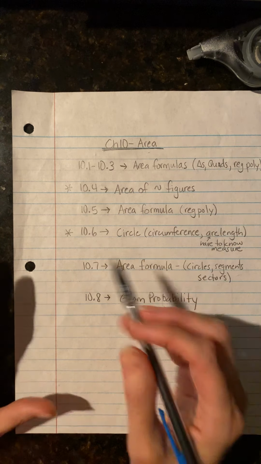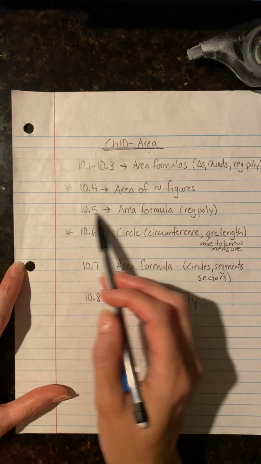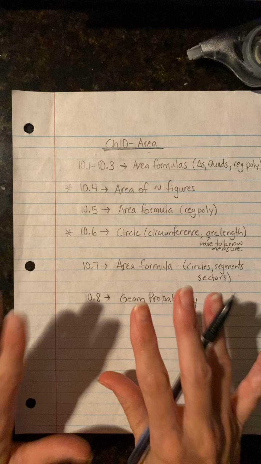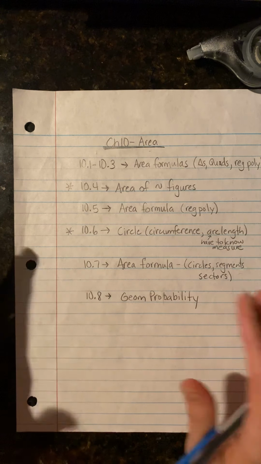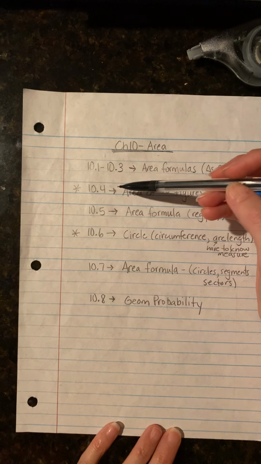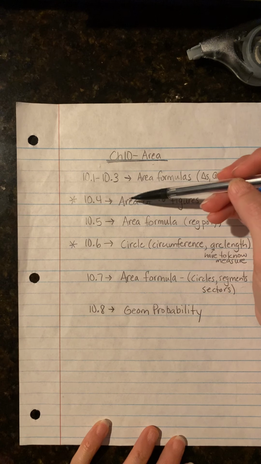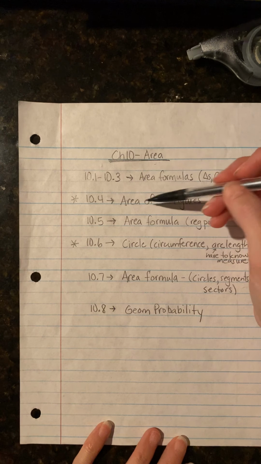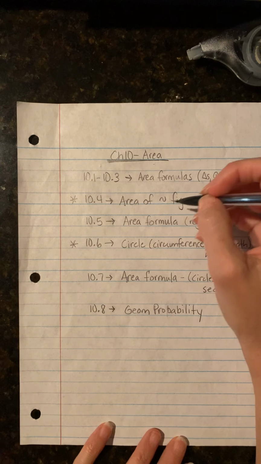So here's what we did in chapter 10. We did all these area sections, all the sections that were just area formulas. We did those with the addition of the geometric probability because area is the background for it. All right, so the reason we skipped over these is because when they're talking about area in chapter 10, they decided to put in a section about area of similar figures.